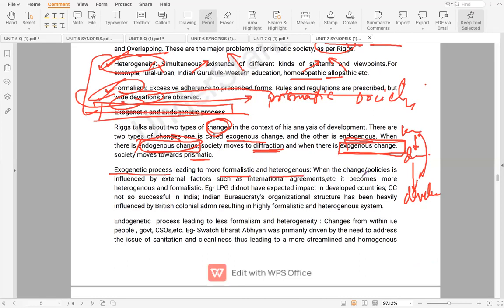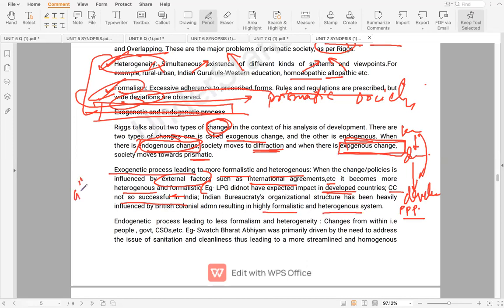Why? Because when the change or policies is influenced by external factors such as international agreements, etc., it becomes more heterogeneous and formal. For example, LPG did not have an impact in developed countries. Citizen charters are not so successful in India. You can also try to include the example of triple Ps in India. Similarly, Indian bureaucracy's organizational structure has been heavily influenced by the British colonial administration, resulting in higher formalism and heterogeneity.